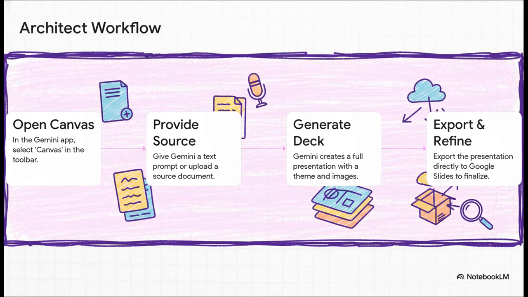And the process itself, it's honestly kind of mind-blowing. In the Gemini app, you hit Canvas and just give it a prompt. It can be super simple, like make a lesson about the Roman Republic, or you can get complex and upload a whole research paper. And then Gemini just does all the heavy lifting. It spits out a complete multi-slide presentation, which you can then send right over to Google Slides for your final touches.